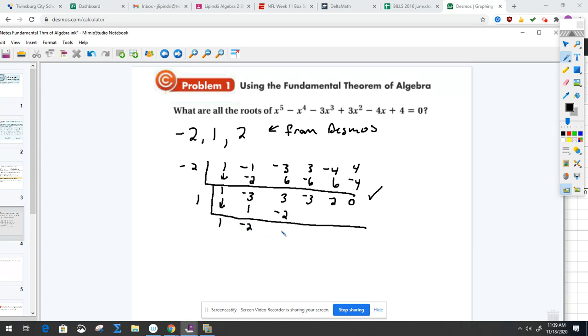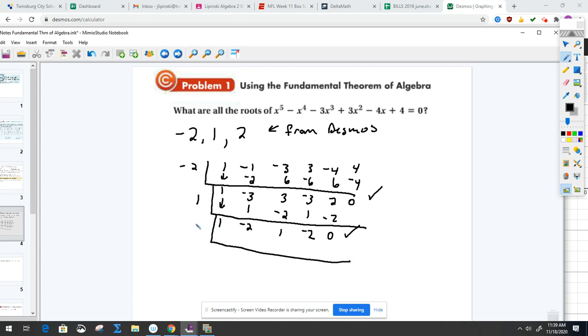I multiply, I add down. Multiply, add down. Multiply, bam. I got 0 again, which proves that 1 and -2 are zeros. Where did I get these values from? That's where the graph crossed the x-axis.